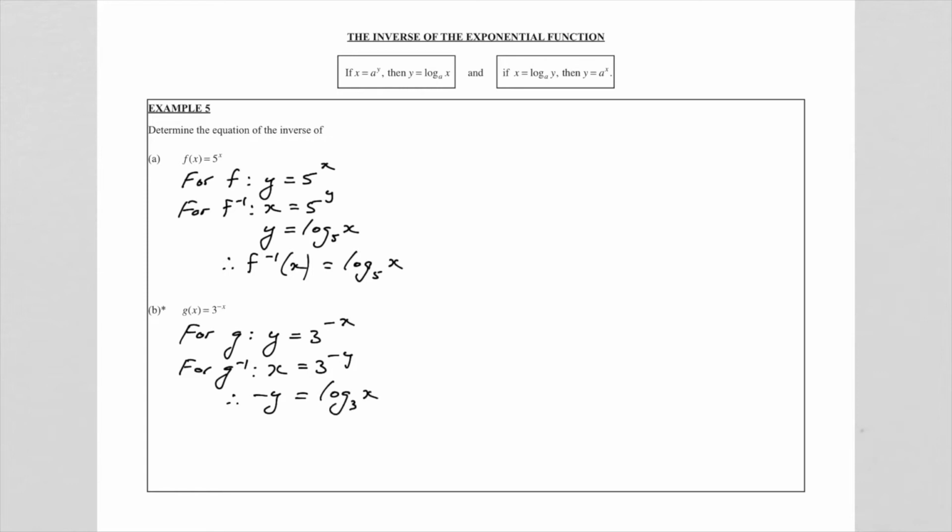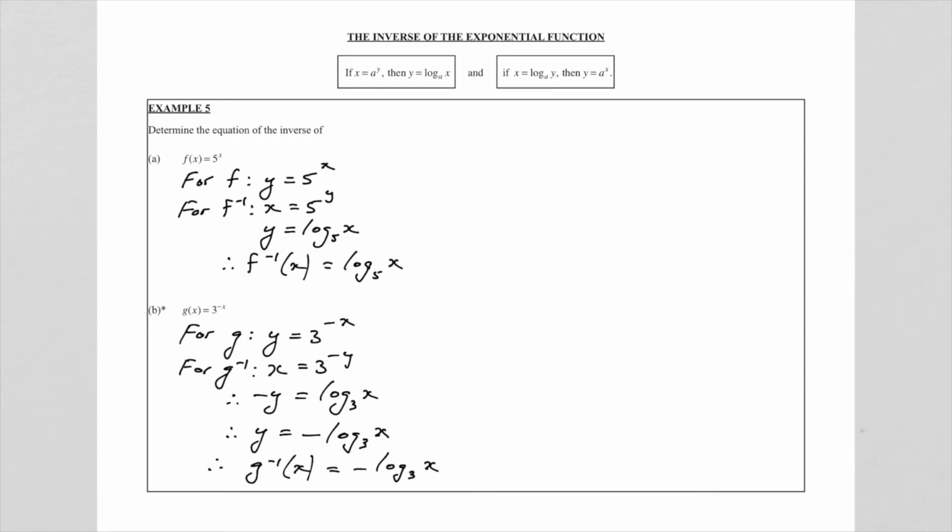And we just want to get rid of that negative. So we say multiply both sides by negative 1, and we will get negative log x base 3. So now we can write this in f(x) notation, and we say that the inverse of g is equal to negative the log of x with a base of 3. So that's our first example.